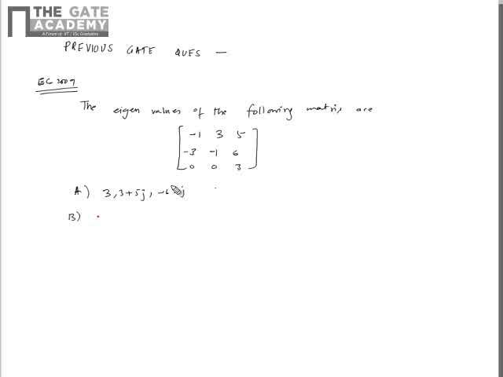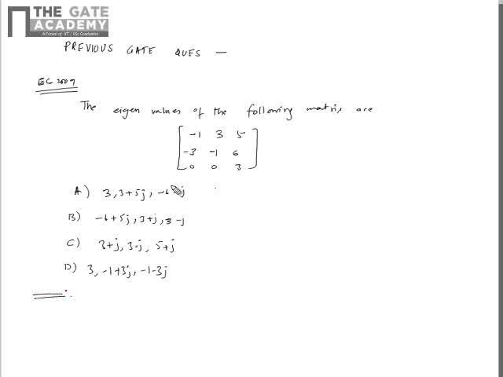Option A is this, option B is minus 6 plus 5j, 3 plus j, 3 minus j. Option C is 3 plus j, 3 minus j, 5 plus j. Option D is 3, minus 1 plus 3j, minus 1 minus 3j. Okay, so this is the thing.